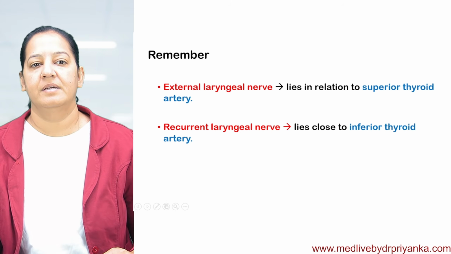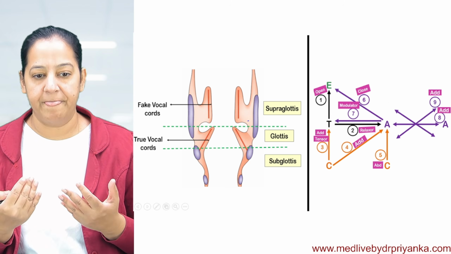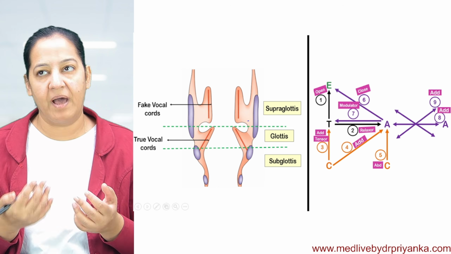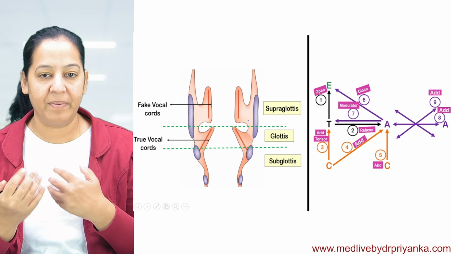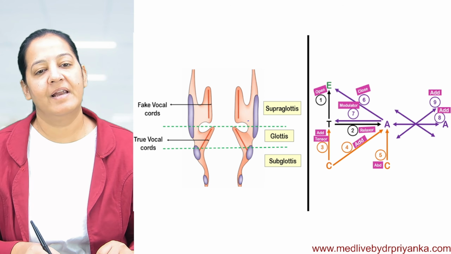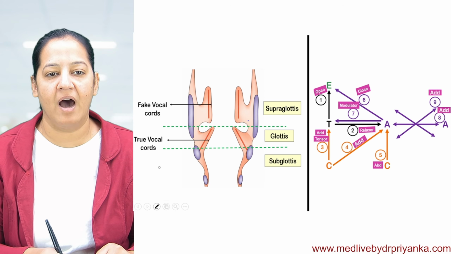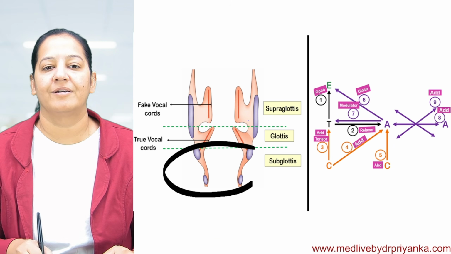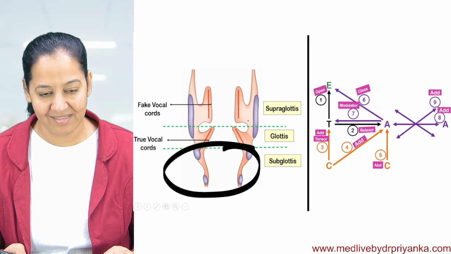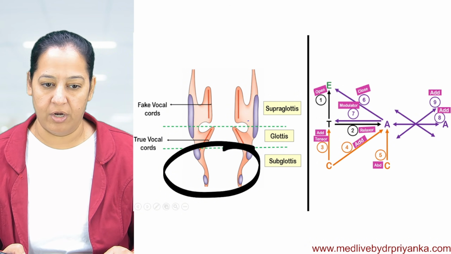Tell me the summary. Who will tell me the summary? Tell me the sensory and motor supply of RLN and SLN. Let's talk about RLN. I will mark the RLN supply with black color. RLN sensory supply is below the vocal cord.